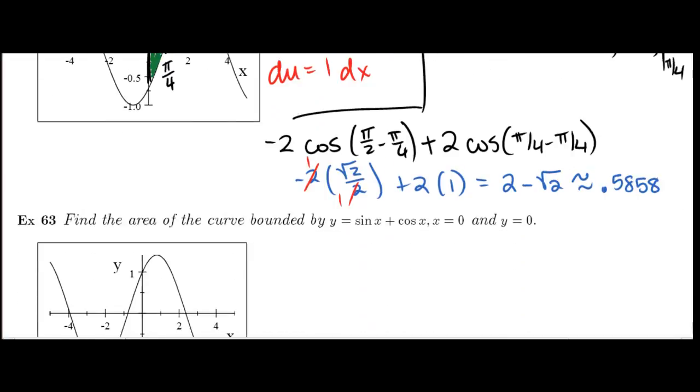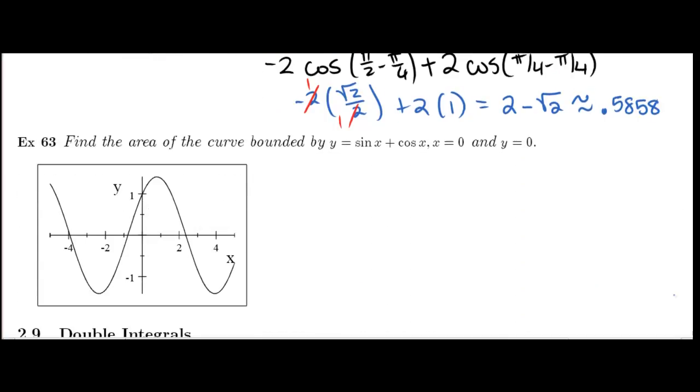So we've got one more example here. I'm going to help you set this one up, and then I'm going to ask you to enter your answer online in the system. In this case, we have the function y equals sine x plus cosine x, and we want the area bounded by that curve, x equals 0, which is here, and y equals 0, which would be here. So we are looking for this area in here.